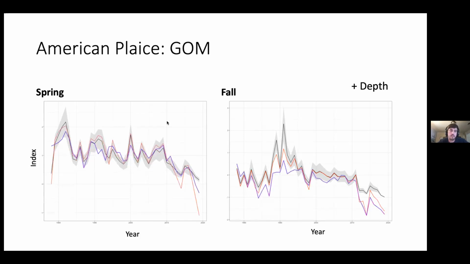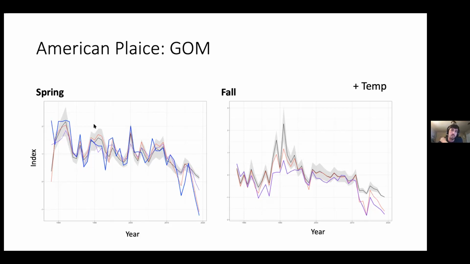Then when you add depth in for the spring time series, it really doesn't do that much. There's some variation here, but I would say the overall trend is very similar. For the fall, however, when you start adding depth in, it pushes some of these higher abundance years in the early 90s down a little bit. However, there's still this variation towards the end of the time series. And then water temperature was only important for the spring based on normal model selection. Again, there's a lot of noise going on here, but I don't think including these environmental variables gives us a crazy different perception of relative abundance.